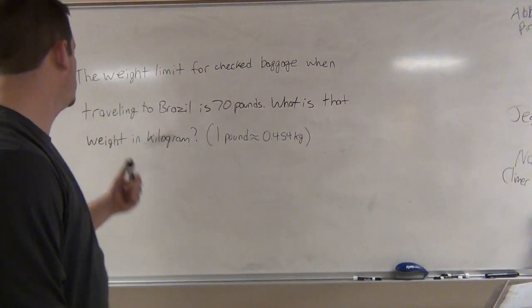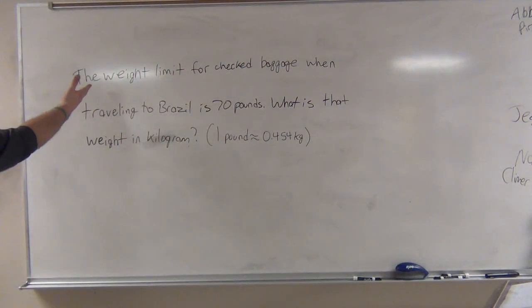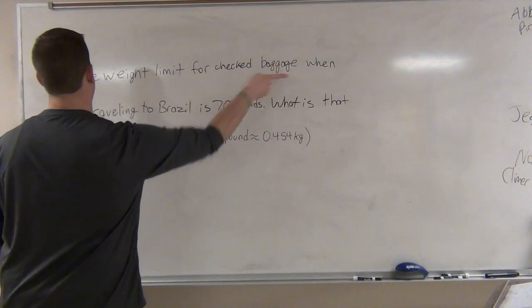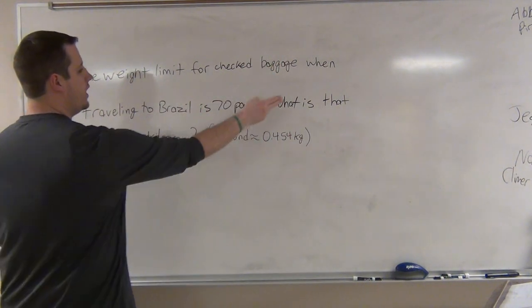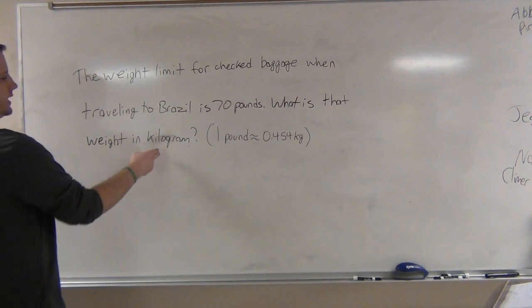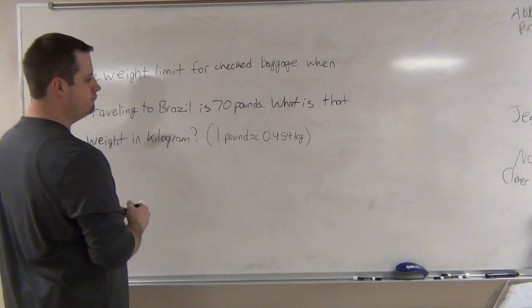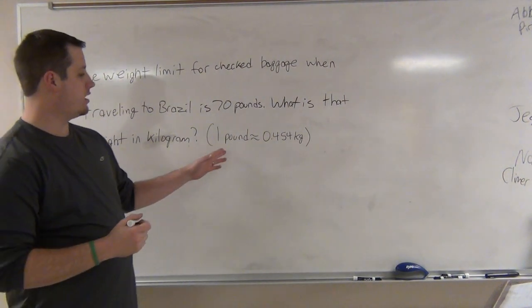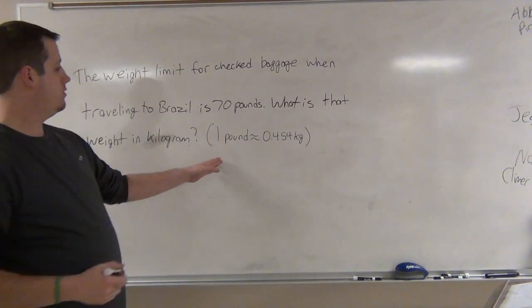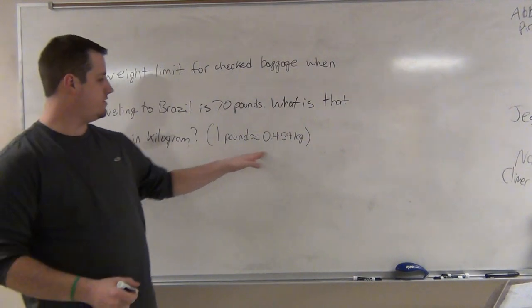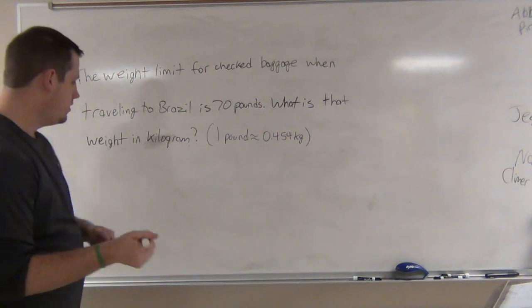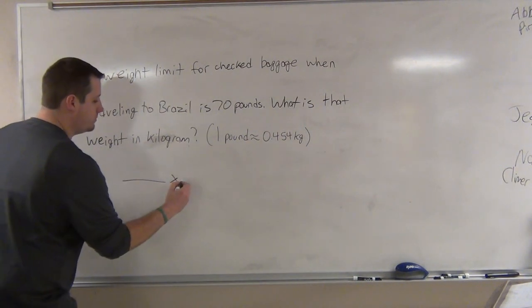What we have here is a situation where the weight limit for checked baggage when traveling to Brazil is 70 pounds. What is that weight in kilograms? Alright, so we've got our conversion here. We know that we're starting with pounds. We know that we need kilograms. This is the information the problem gives me, so I need to go about making my conversion.